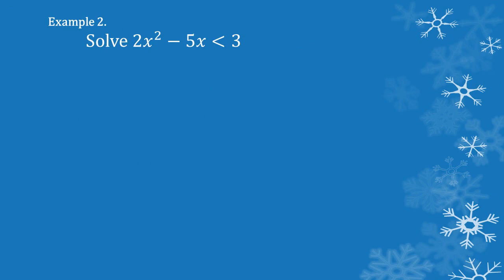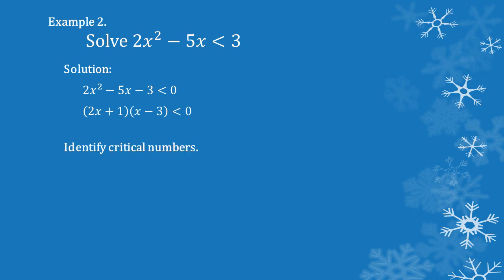So the next example is solve 2x squared minus 5x less than 3. So we'll have the solution. The first is 2x squared minus 5x minus 3 less than 0. We have this because we combine all the terms as we read in step 1. Next, we factor it and we have the result: the quantity of 2x plus 1 times the quantity of x minus 3 less than 0.